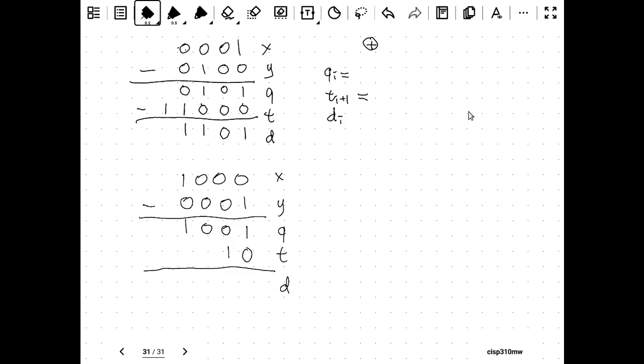0 minus 1 has a borrow. 0 minus 1 has a borrow. 0 minus 1 has a borrow. And then finally, 1 minus 0 does not have a borrow. 1 minus 1 also does not have a borrow. We put a 0 over here. And then on the D row, we also use exclusive OR. 1 minus 0 is a 1. 0 minus 1 is a 1. 0 minus 1 is a 1. 1 minus 1 is a 0.